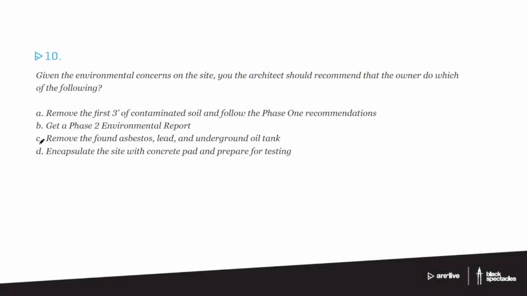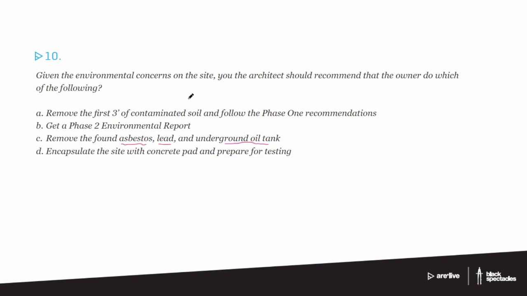Okay, number 10, given the environmental concerns on the site, you, the architect, should recommend that the owner do which of the following? So before we'd answer this, we would probably go through and read that phase one and really go through it. I will tell you that if we did that, we would find that sure enough, there is asbestos, lead, and an underground oil tank are all mentioned in that phase one as things to be worried about. So clearly that is a reasonable set of things to be thinking about.